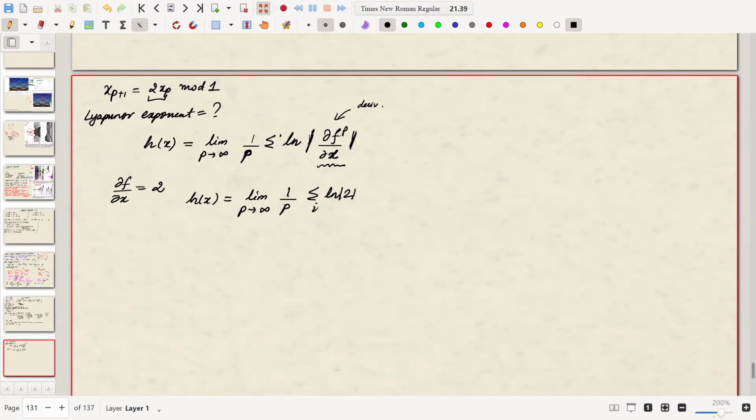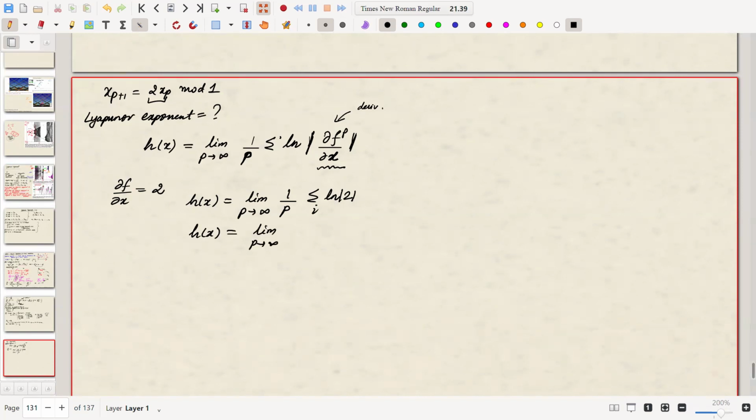Yes, p times. So h of x is the limit p tends to infinity of 1 over p times, since ln 2 is a constant and you are summing it p times, it is nothing but p ln 2. What does this give us? The limit p tends to infinity of ln 2. It's just a constant, nothing else. So you can see that the Lyapunov exponent turned out to be ln 2.